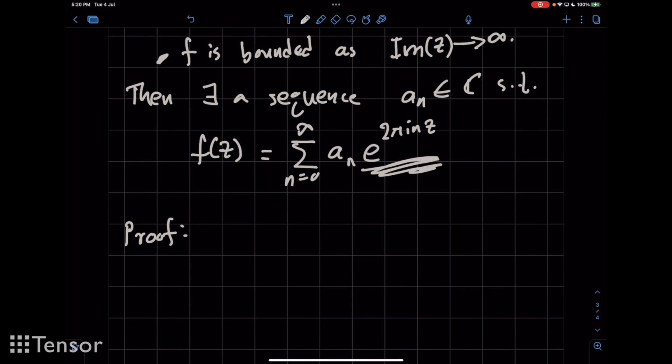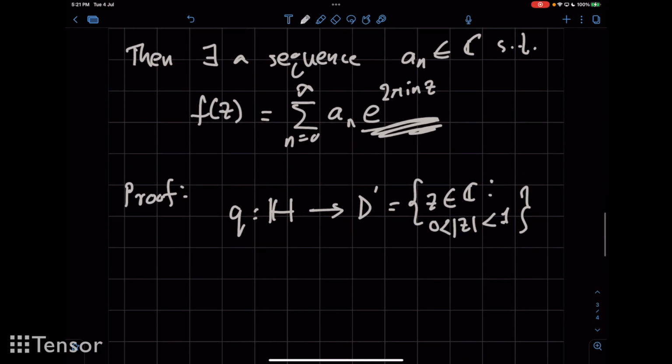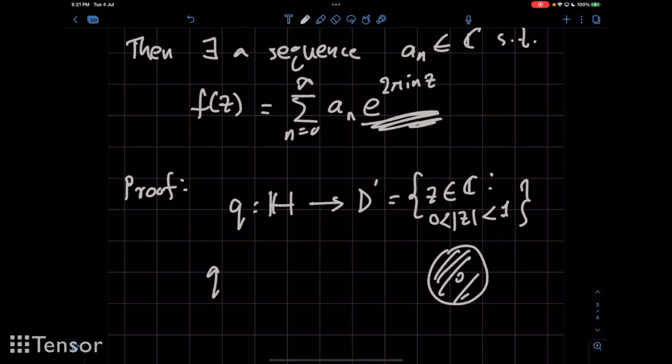First of all, we define a function q from the upper half plane to the punctured disk. This is the punctured disk, that is all the complex numbers with modulus strictly smaller than 1 and strictly positive. So this is basically the open ball except the center. And this function we define as q of z is e to the power 2 pi i z.